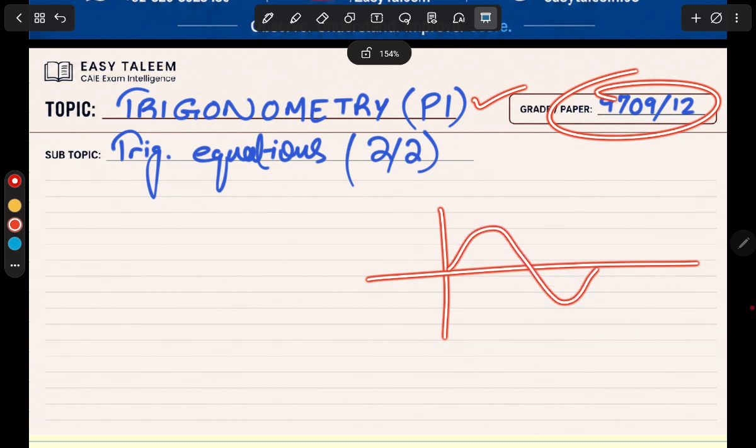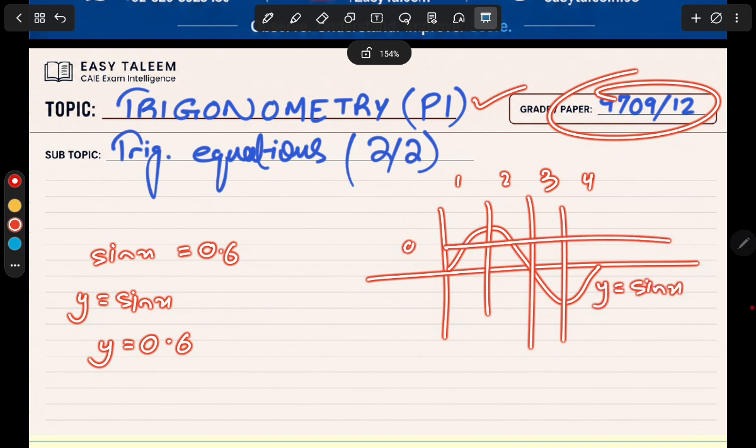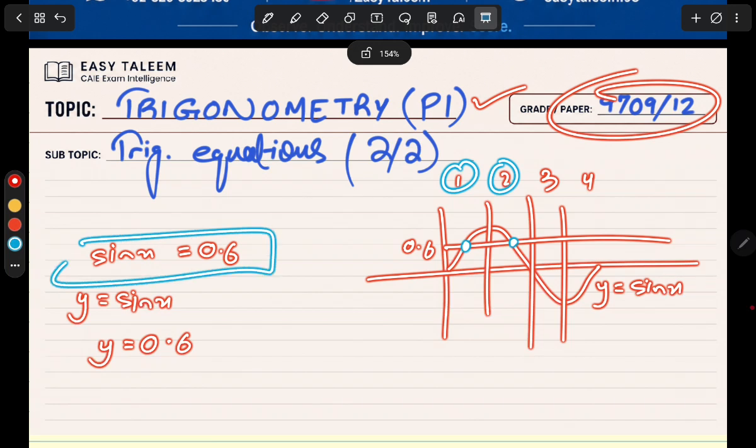So if sine x is equal to 0.6, you know that if these are the four quadrants 1, 2, 3, 4, then sine x equals 0.6 is in actuality two equations, y equals sine x and y equals 0.6. So solving them simultaneously, this curve is already y equals sine x. If I draw y equals 0.6, it is going to give me two answers. One answer is in the first quadrant and the second is in the second quadrant, because in the first and second quadrant the sign is positive.